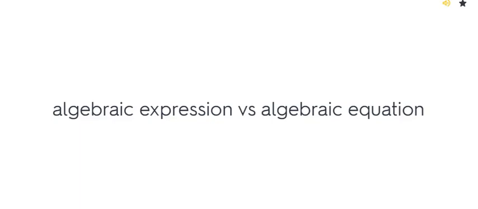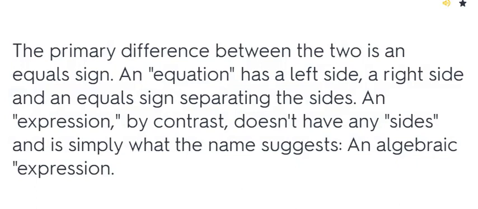Algebraic expression versus algebraic equation. The primary difference between the two is an equal sign. An equation has a left side, a right side, and an equal sign separating the sides. An expression, by contrast, doesn't have any sides and is simply what the name suggests, an algebraic expression. Binomial: a polynomial with two terms.